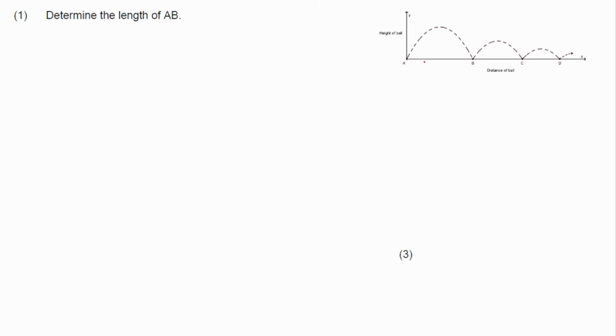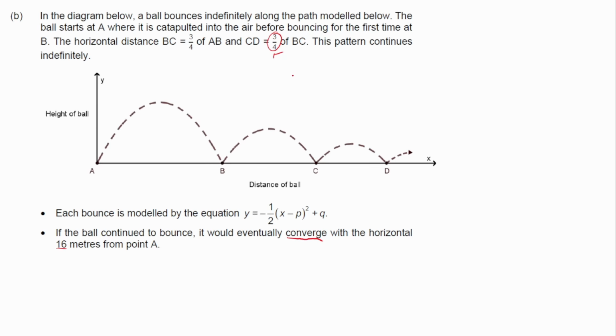So they want this length over here. So let's take a look at what we know. We know our common ratio is R. What we also know is that this thing will converge with the horizontal at 16 meters. That's if it goes indefinitely. So we know that this 16 is the sum of the terms to infinity. So this is meant to be an S to infinity.